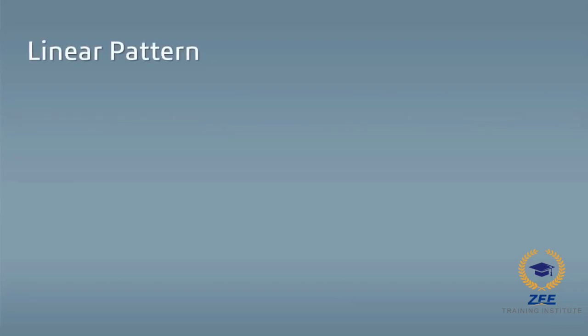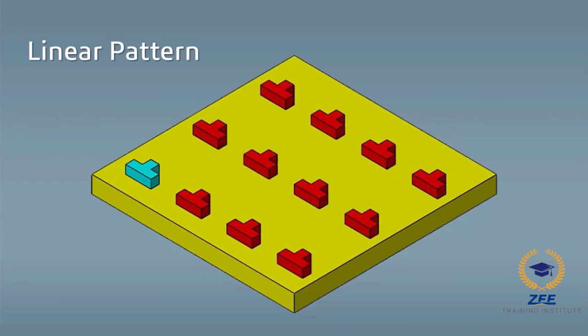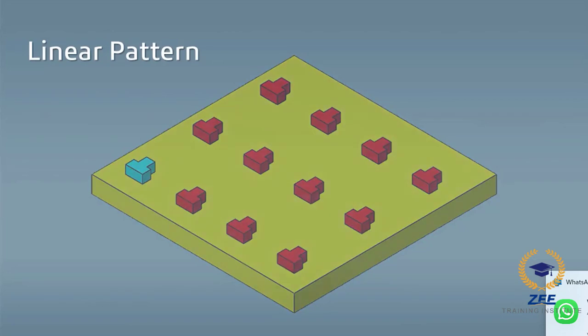As the name implies, the linear pattern tool allows you to replicate geometry in a linear fashion. It allows you to pattern geometry in a single direction or in two different directions within a single step. These copies, referred to as instances, are all based on the original geometry, referred to as the seed, which means that if changes are made to the seed, the pattern instances will change to reflect those changes as well.